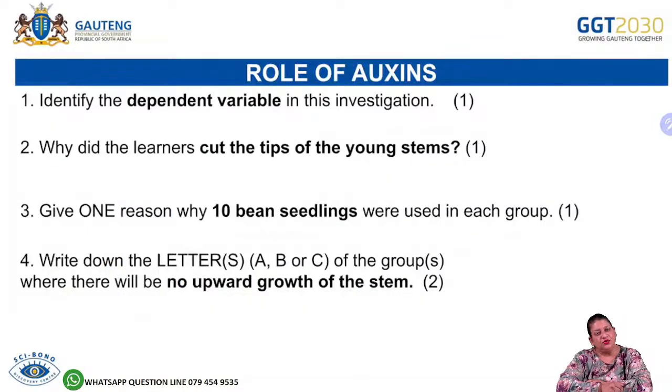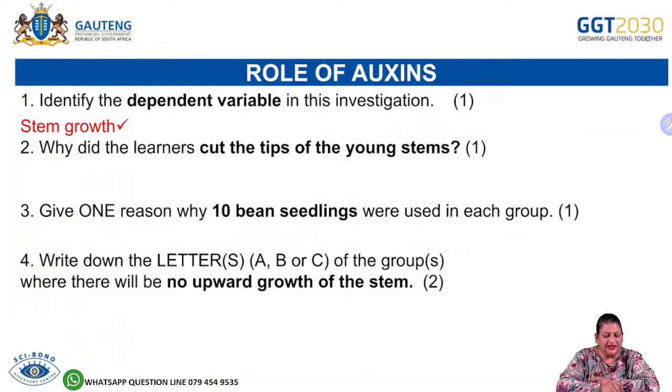So now let us look at the questions involving this investigation. Identify the dependent variable in this investigation. Dependent means, what does the growth of the stem depend on? It depends on the effect of auxins. So dependent, my growth of the stem depends on auxins. So automatically our independent variable will be the auxins.